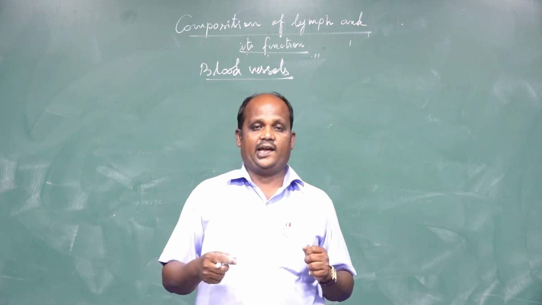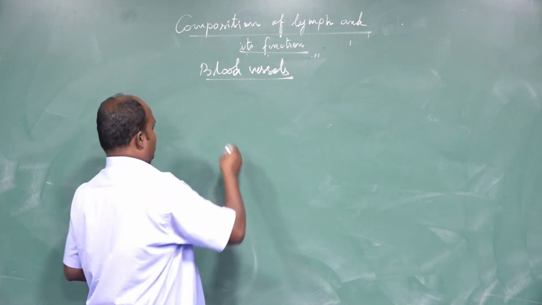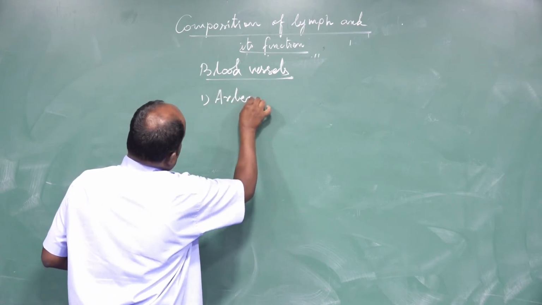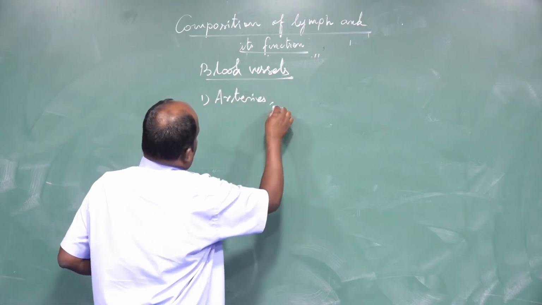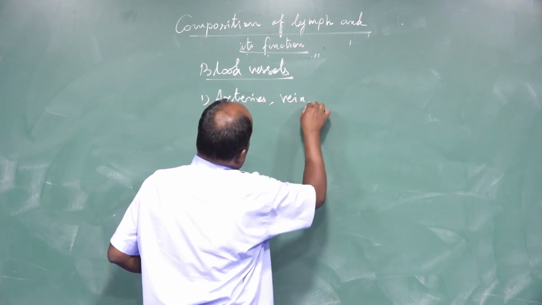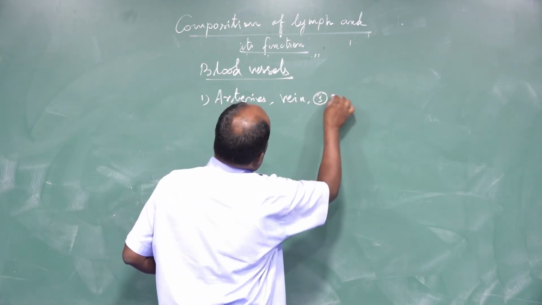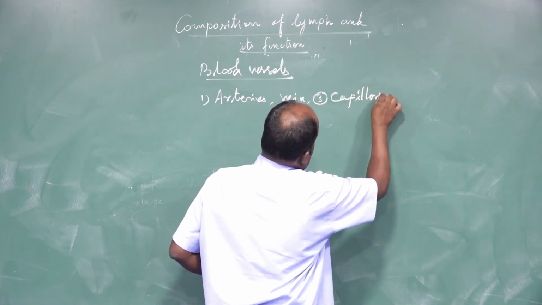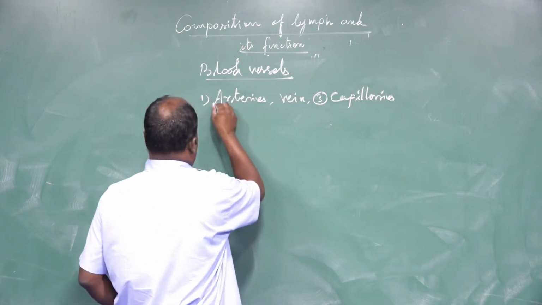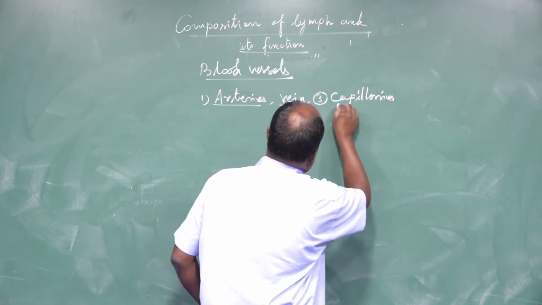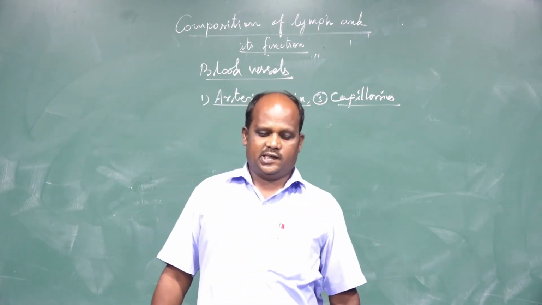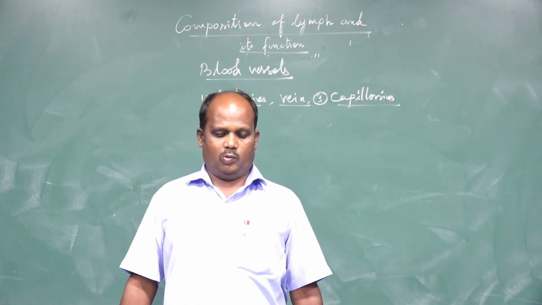Blood vessels are of three types: one is the artery, the second is the vein, and the third is the capillary. The artery, vein and capillaries are the major blood vessels present in our bodies.